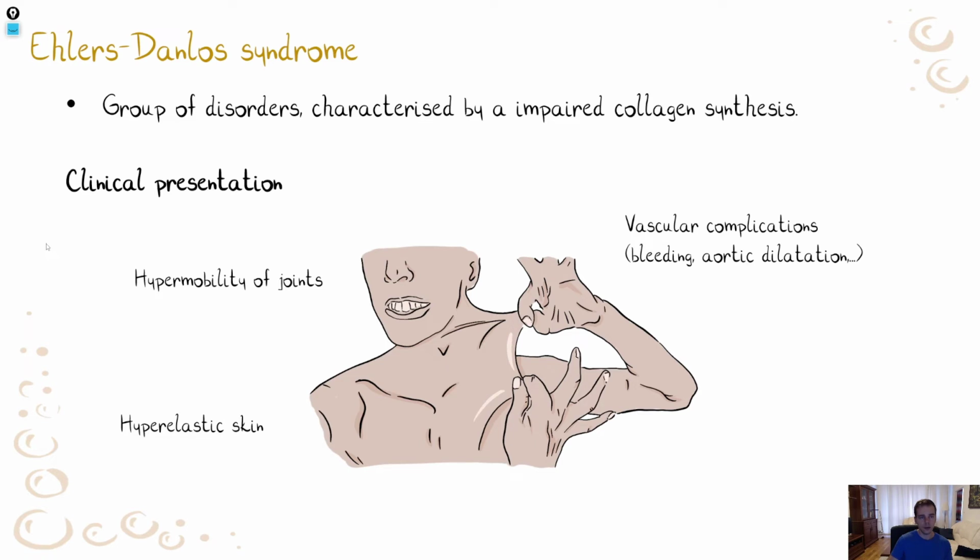Ehlers-Danlos syndrome is not one disease, it's a group of diseases which are characterized by impaired collagen synthesis. So Marfan was about elastin, this is about collagen. The clinical presentation is typical as well. The joints are hypermobile, so again they are at risk of accelerated arthrosis. Very typically, they have hyperelastic skin. You can see it in every picture of the patients with Ehlers-Danlos. And again, the biggest problem is inside. So those patients are prone to vascular complications such as aortic dilatation, aortic dissection, or bleeding disorders.